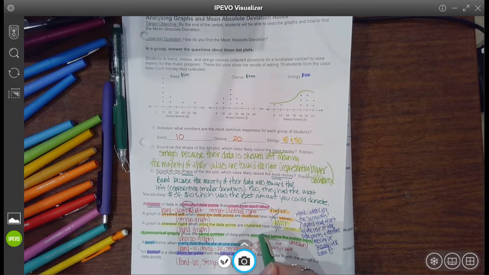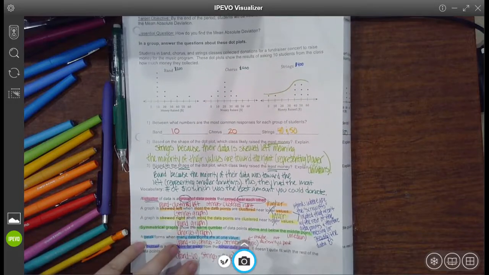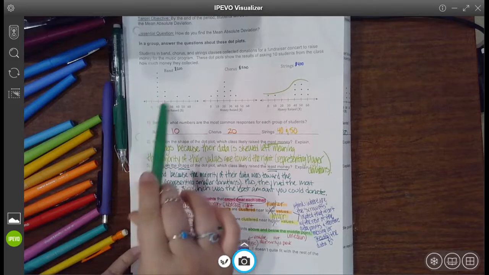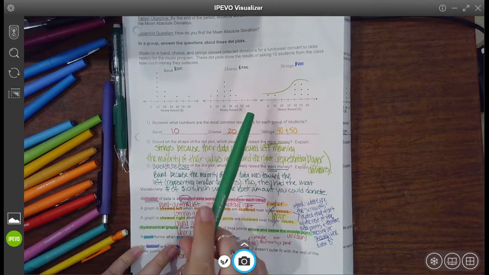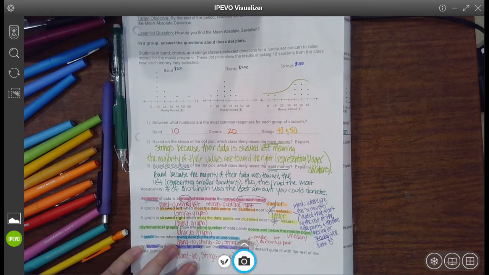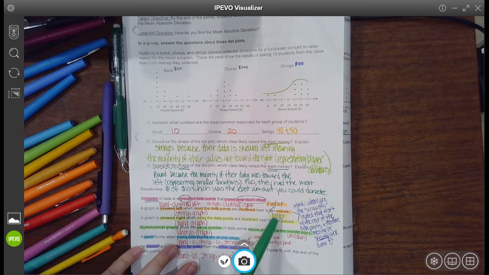So some terms that may be helpful to use when you're asked to analyze data. Okay, a cluster of data is a group of data points that crowd near each other. Okay, so band is kind of clustered to the left, right? Strings is clustered over here to the right. A graph is skewed left when most of the data points are clustered at the higher values.